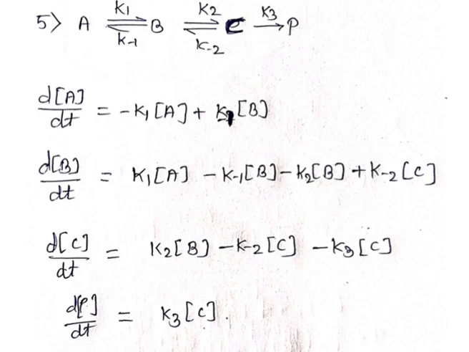Then the last one is the rate of formation of product. Formation rate is always positive. Therefore, dP by dt is equal to, by K3 rate it is formed, and the species from which the product is formed is the species C. So, dP by dt is equal to K3 into concentration of C. This is the equation for product formation.